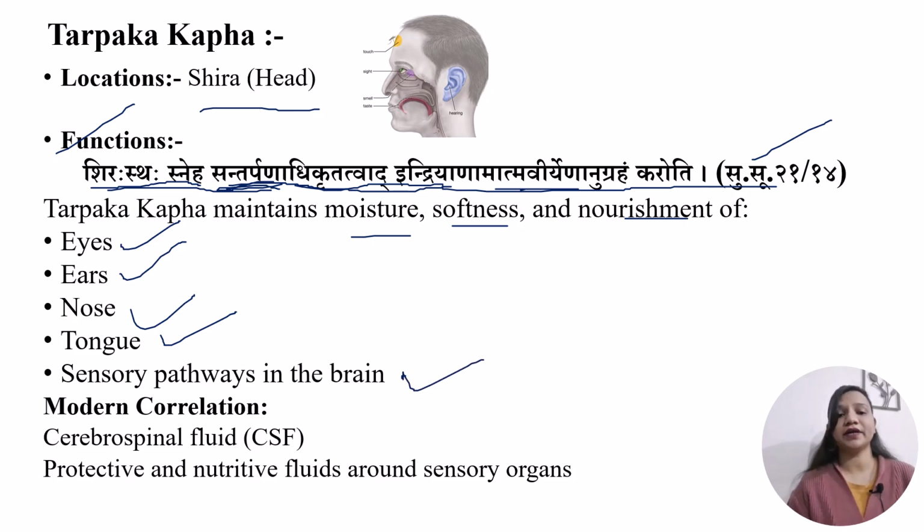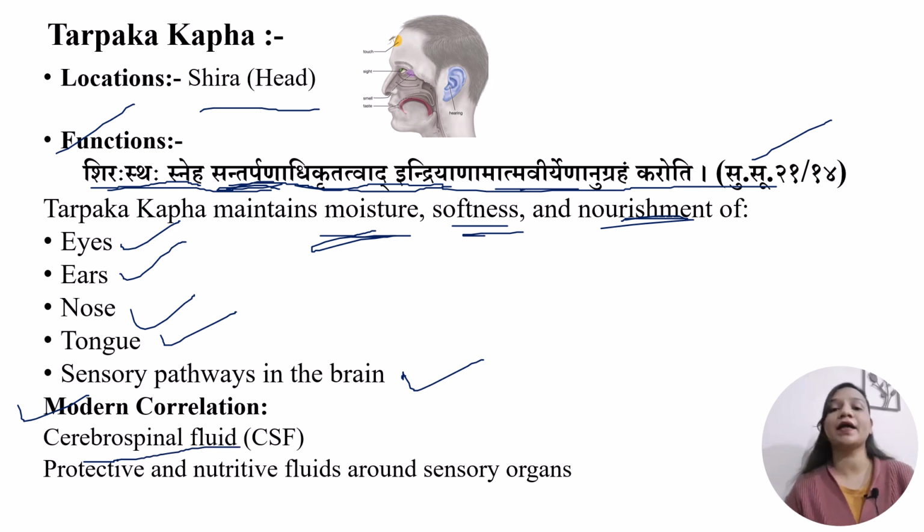It protects the sense organs from dryness, fatigue and also from degeneration because of its lubricating nature. It gives moisture, softness and nourishment to the sensory organ, and we can understand it by modern correlation as cerebrospinal fluid. So Tarpak Kapha can be correlated with the cerebrospinal fluid based on its function, because CSF also performs the function of lubrication, and it is also protective in nature just like Tarpak Kapha.